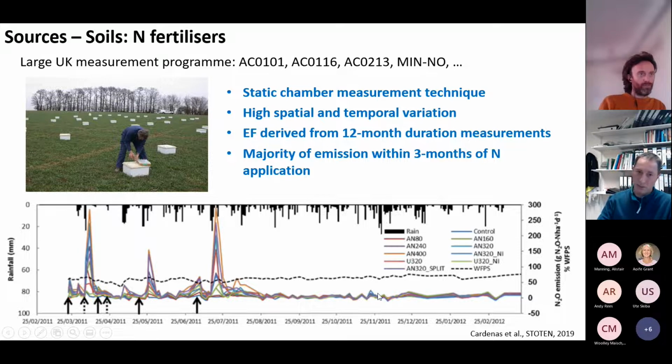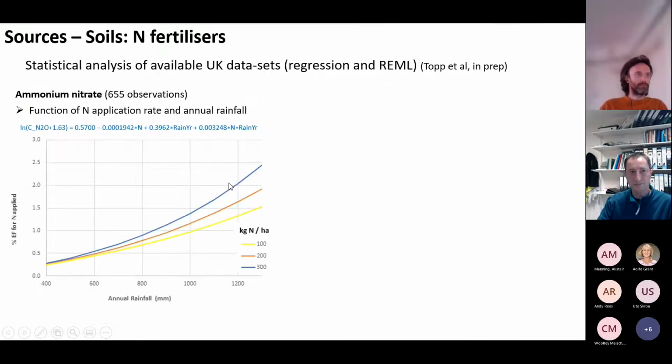So that's something that within all these projects, we did make 12-month duration measurements, but in terms of best deployment of resources, it really is worth focusing around these first 3 months and trying to get even more temporally defined emissions in the early stage. So we've got a huge data set then.